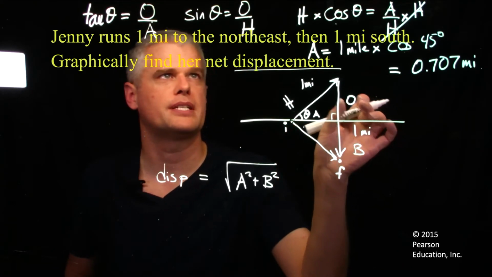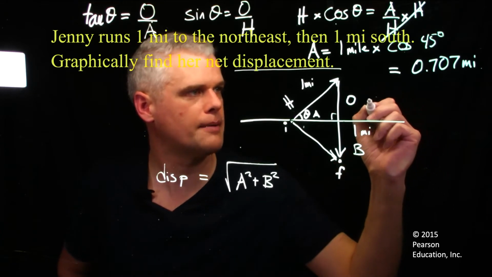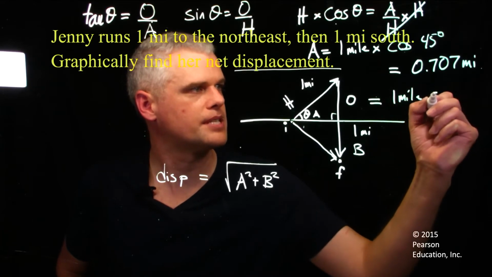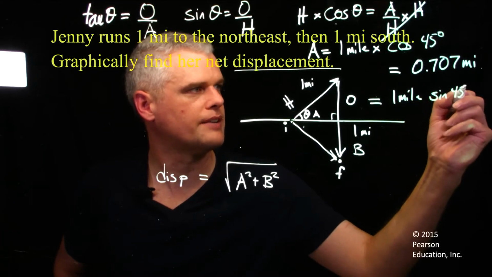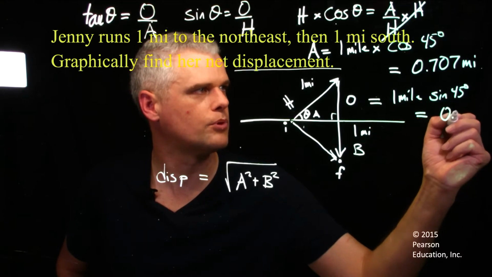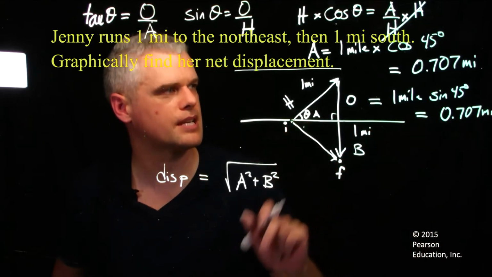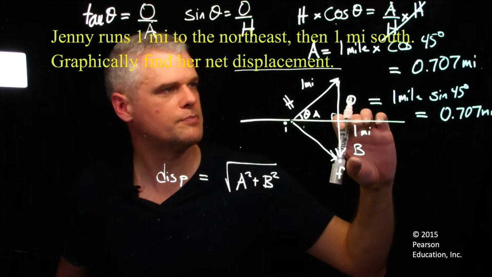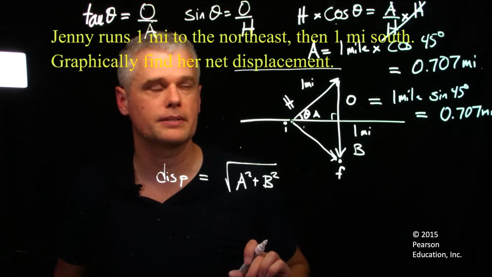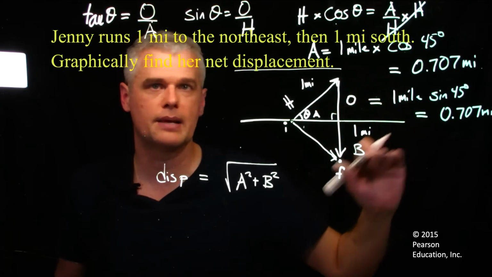What about the opposite side? Well, you can follow the same sort of logic, and you would find that the opposite side is equal to 1 mile times the sine of 45 degrees, which, multiplying that out, you would also get 0.707 miles. This is a special triangle because that's 45 degrees. So what is B then? If this length is 0.707 miles, this extra bit of length must be whatever we need to get up to 1 mile.